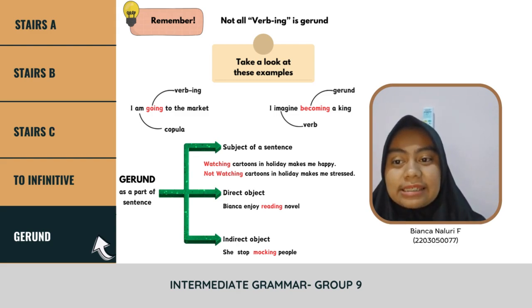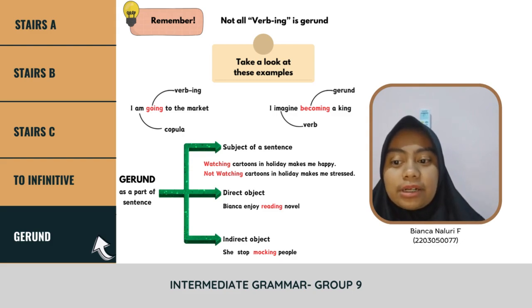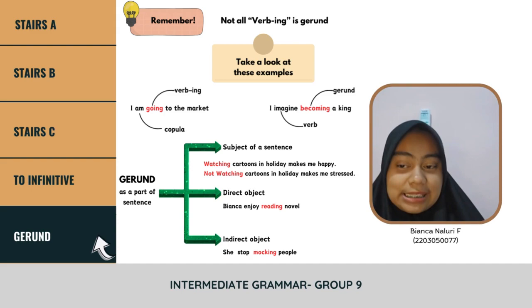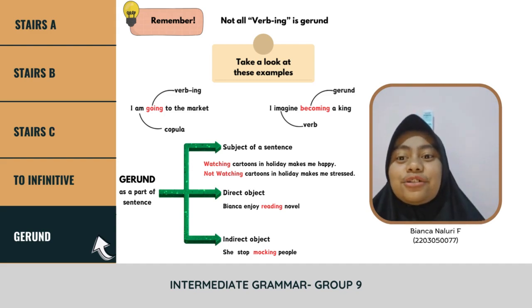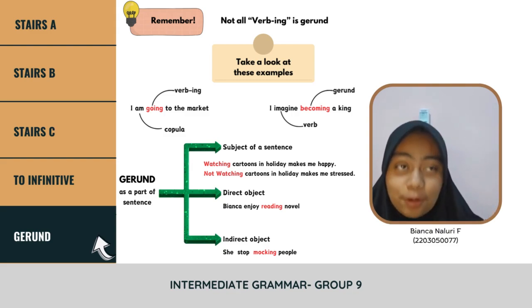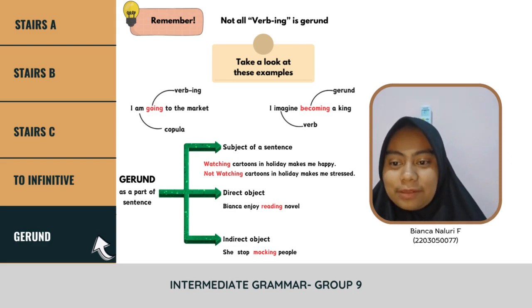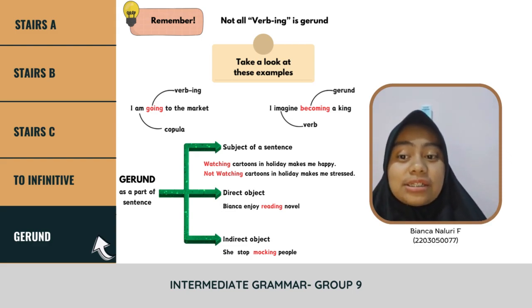And then the second thing is direct object. A gerund could also be a direct object. The example is Bianca enjoys reading novels. Reading here is a direct object. And then the last is indirect object. The example is she stopped mocking people. The mocking here is an indirect object.